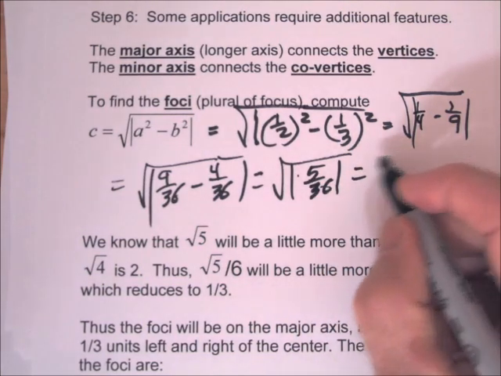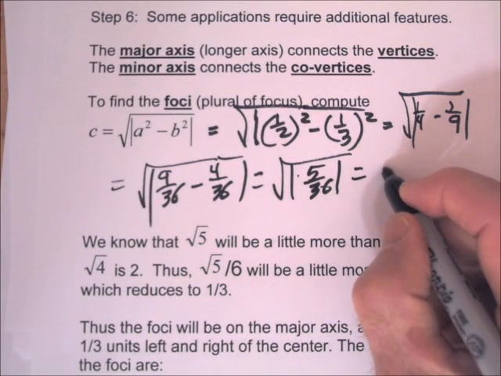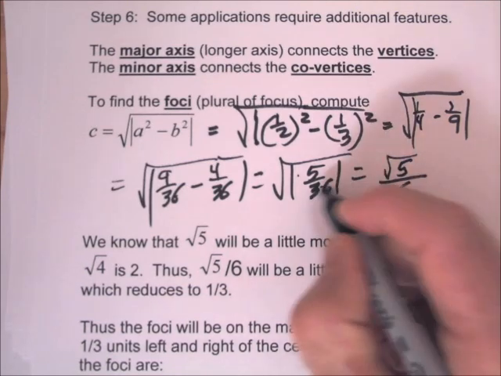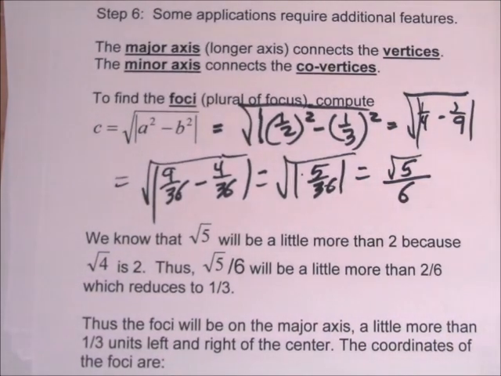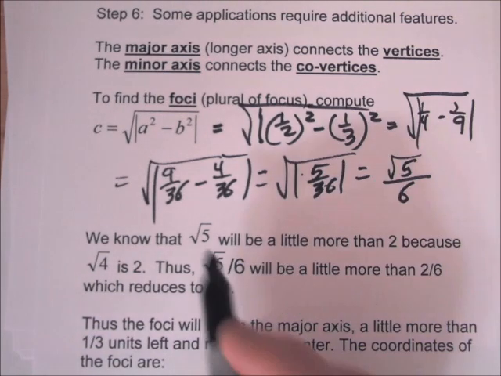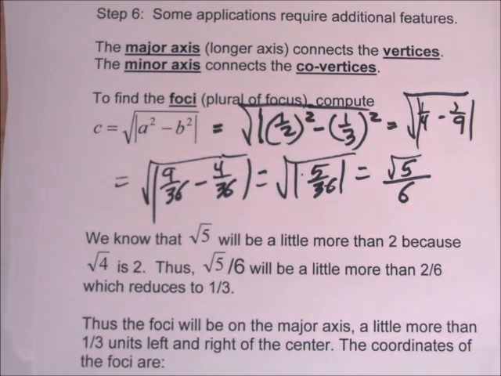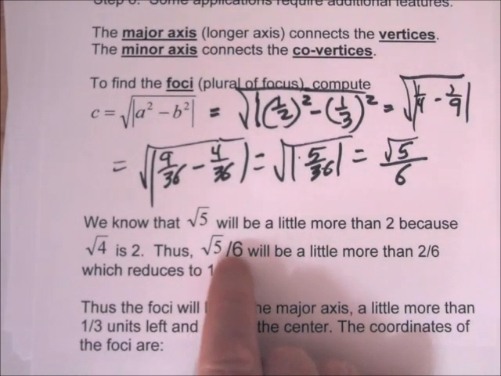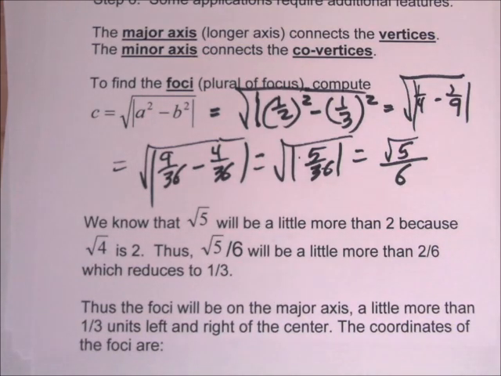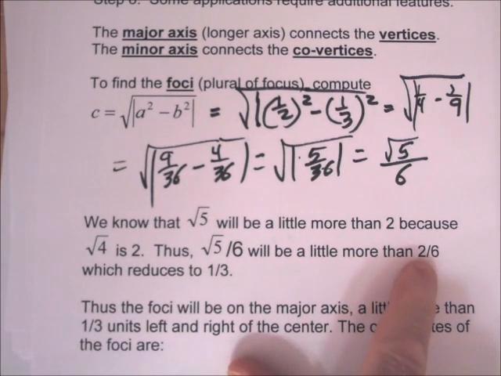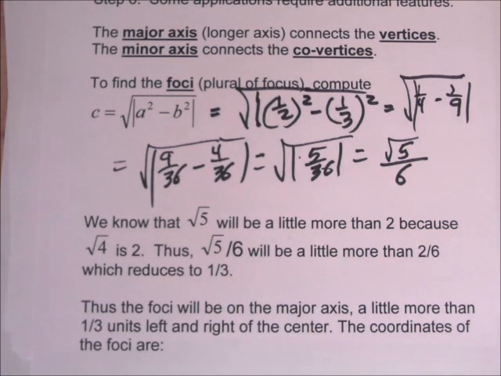Square root of the denominator, we can take that. The square root of 36 is 6. So this is going to be square root of 5 divided by 6. So we can take that outside the square root. The square root of 5 is a little bit more than 2. 2 squared is 4, so it'll be maybe something like 2.2, 2.3 or something. So we can estimate, for purposes of graphing, the square root of 5 is a little bit more than 2. So c is going to be a little bit more than 2/6, which reduces to 1/3. So the foci are going to be along the major axis, a little bit more than 1/3 in either direction.